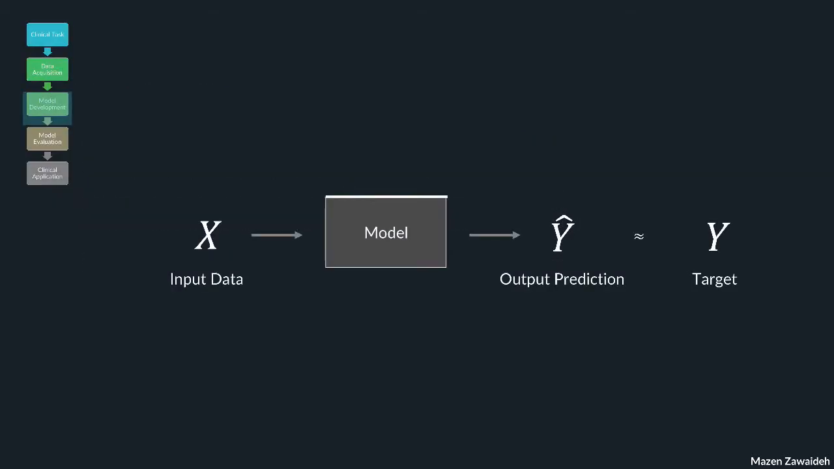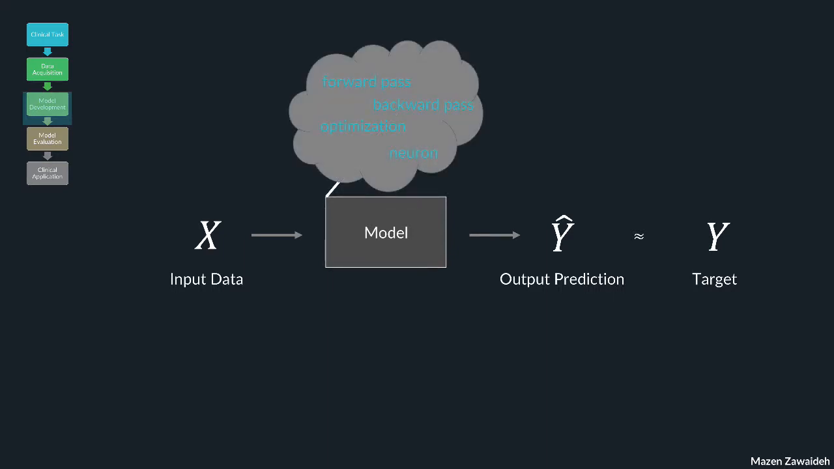Recall that within a supervised learning context, the purpose of a model was to input data and output a prediction label or value that approximated the ground truth target. We've previously treated the model as a black box. Let's open up the box and begin to understand its contents.